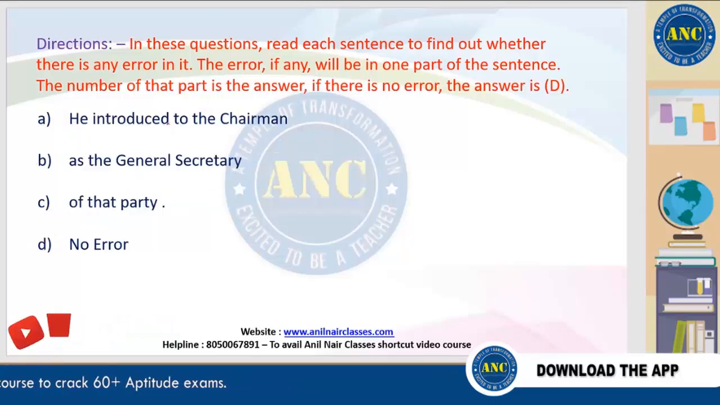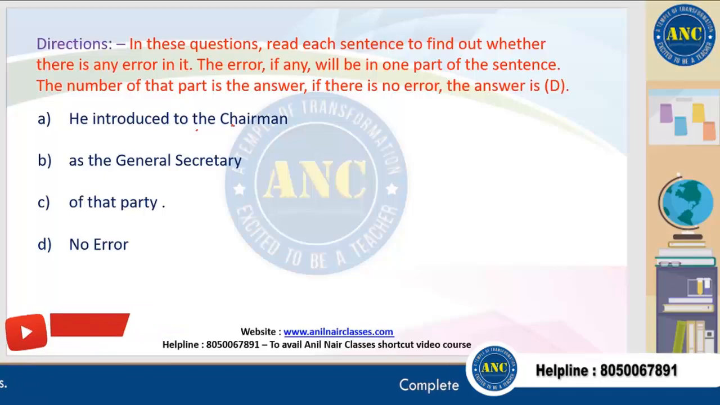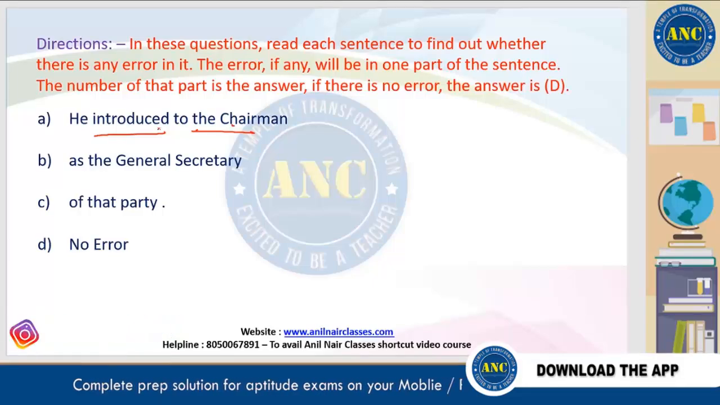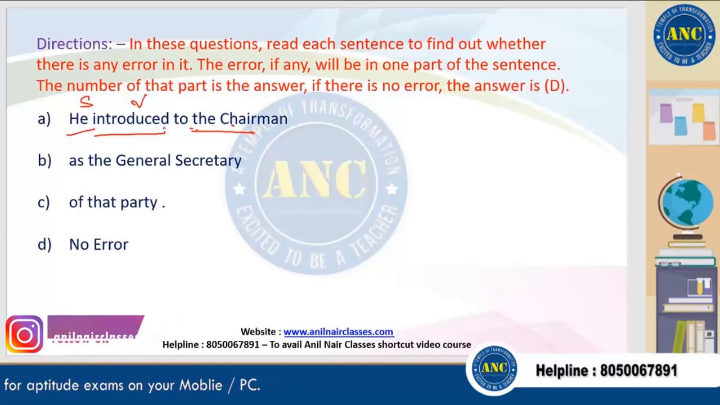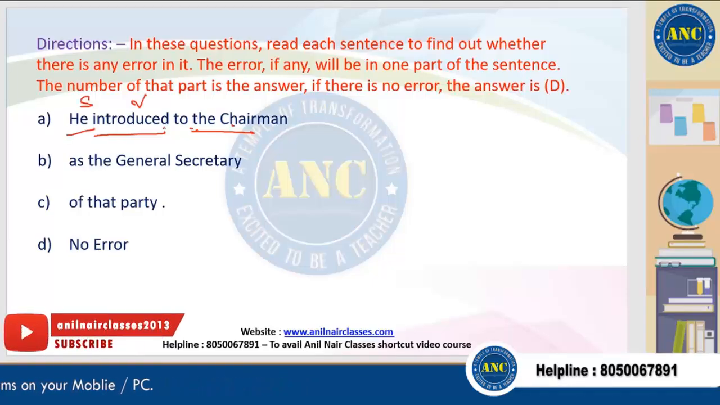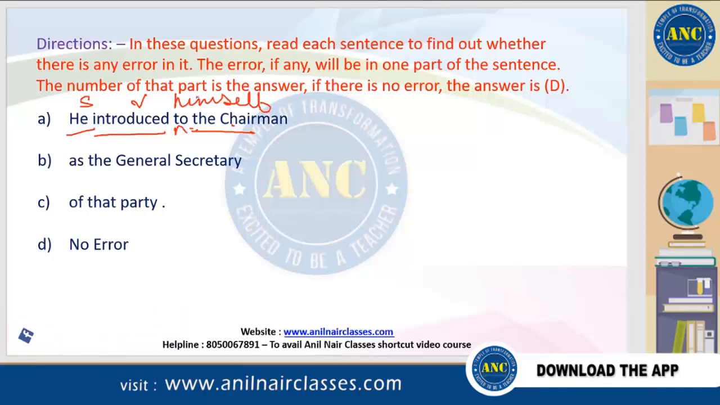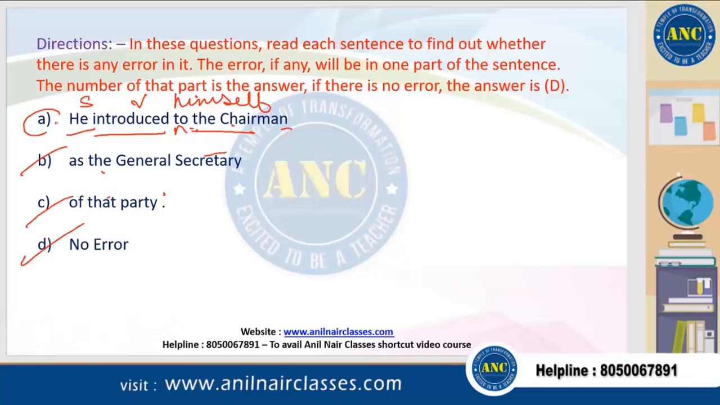Next question. He introduced to the chairman. Whom has he introduced to the chairman? Who introduced? He introduced. Right? He introduced whom? He has to introduce someone, na? So we need a pronoun, himself. He has not introduced anybody else but himself to the chairman as the general secretary of the party. So B, C and D are fine, but A is the error. You need a reflexive pronoun over here.